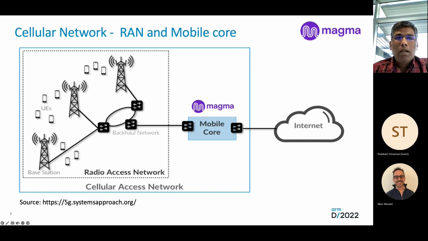Magma is an open source mobile core. As you see in this picture, the blue box represents the mobile core. And as I said, it is the brain of the cellular network. Because it's an open source mobile core, you can build commercial grade, do-it-yourself wireless networks. The Magma mobile core can be run on any COTS server or any device of any form factor, ranging from Raspberry Pi all the way to AWS Graviton instances.